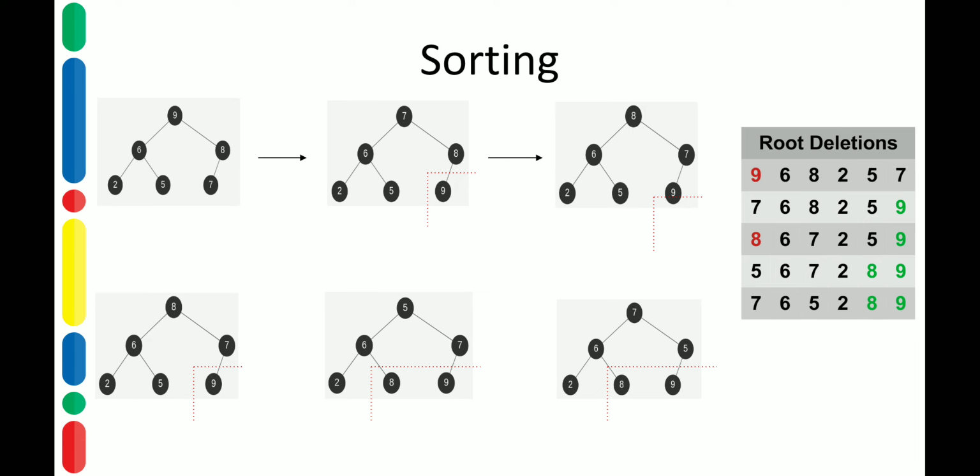Let us look at the sorting part. What we do is we apply repeatedly the root deletion operation n minus 1 times. If there are n elements, we repeat this n minus 1 times. The initial contents of our heap is 9, 6, 8, 2, 5, 7. Root deletion says that we have to delete the highest element by exchanging it with the last element. The root element is 9, the last element is 7, we have exchanged them, and then we reduce the size of the heap by 1.